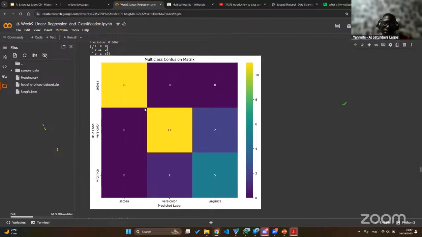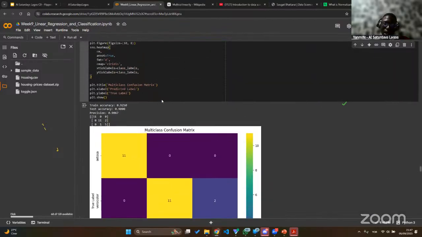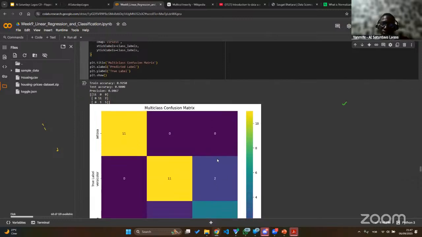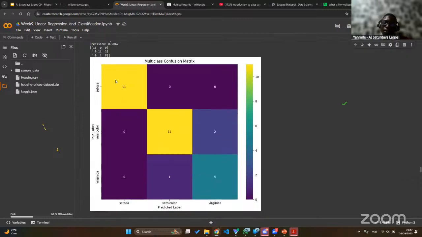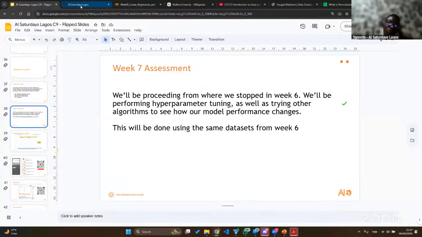But I think you can see it, and people are already dropping off the course, so we should just end it here. You can read about it. I just wanted to show us the confusion matrix and how it works. The slide is also there, and I will drop the link to this particular notebook. You can go through it, and if anybody has any question, let me know.